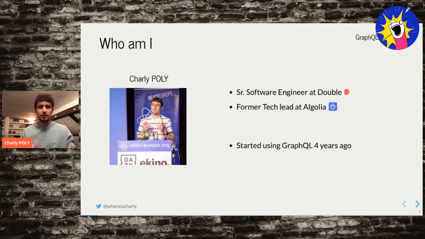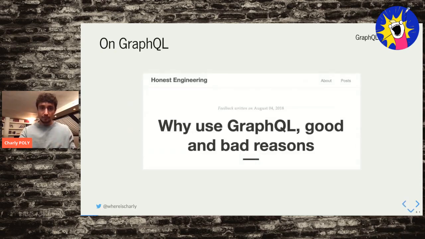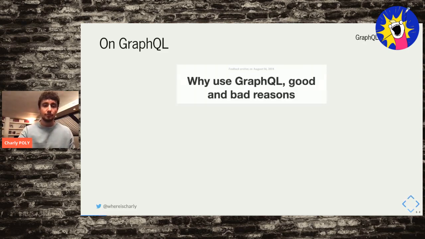And after 2 years of usage on different types of projects, I decided to write a feedback on a blog I do with friends that was called Why Use GraphQL: Good and Bad Reason on Honest Engineering. And the purpose of this article was to provide a good feedback to people in terms of adoption on whatever was the good and bad reason to use GraphQL. And there were three main advantages of GraphQL at that time.